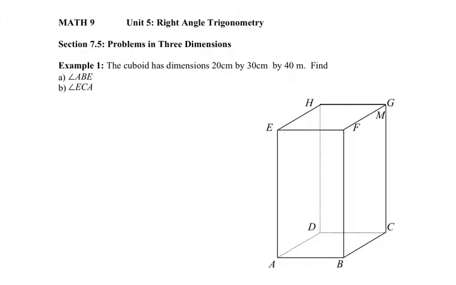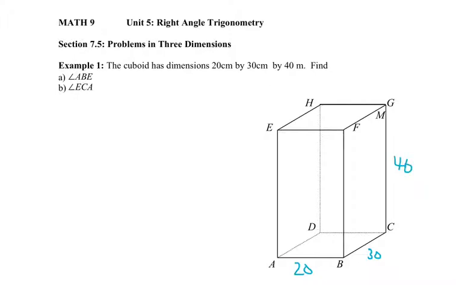trigonometry. And this has to do with 3D shapes, and we've done a lot of this with Pythagorean theorem. And so this is really just now getting into the angles and such. So our cuboid has dimensions 20 by 30 by 40. So let's label those. 20, 30, 40.